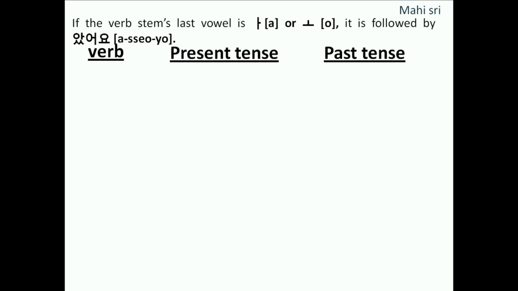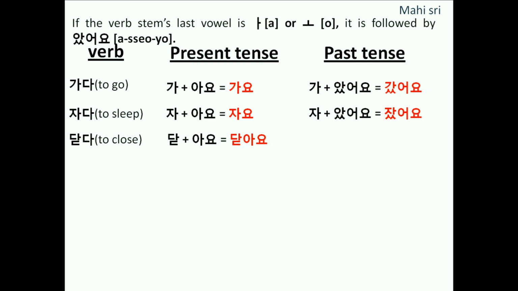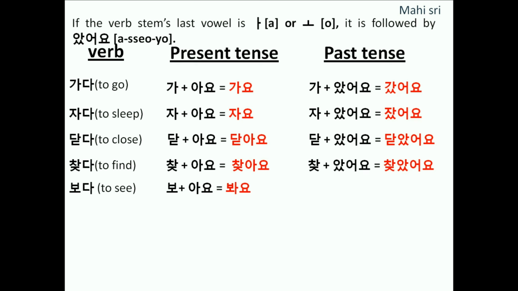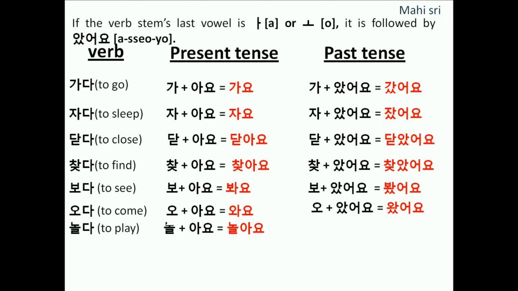So now we have covered past tense, but for ease of understanding, let's just see the verb stem, the present tense and the past tense. Now you can easily differentiate between these, right? Kada becomes kayo in present tense and kasoyo in past tense. Chada, chayo in present tense and chasoyo in past tense. Tatta, tadayo, tadasoyo. Chatta, chajayo, chajasoyo. Puda, pwayo. Now you can guess the past tense here with me. Pwayo becomes pasoyo. Oda, wayo becomes wasoyo. Nulda, nurayo becomes nurasoyo.